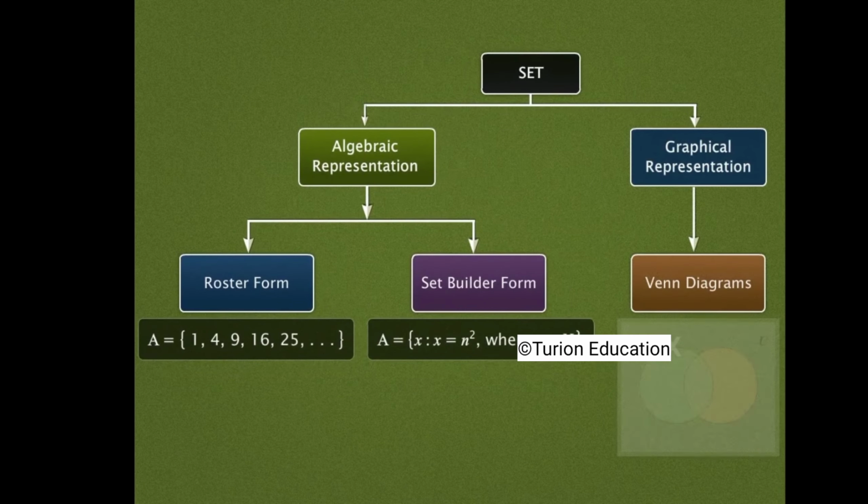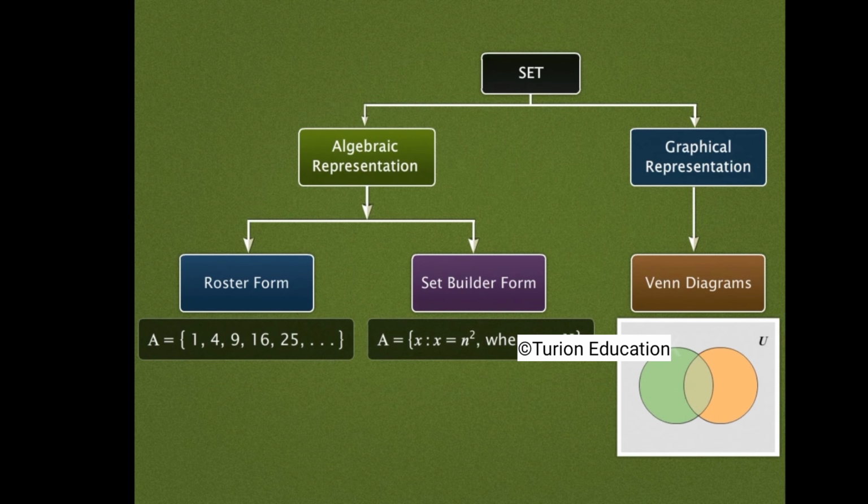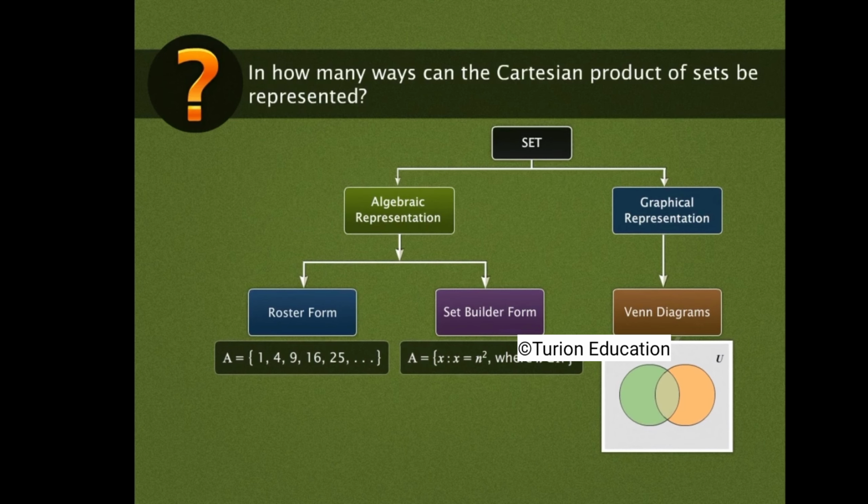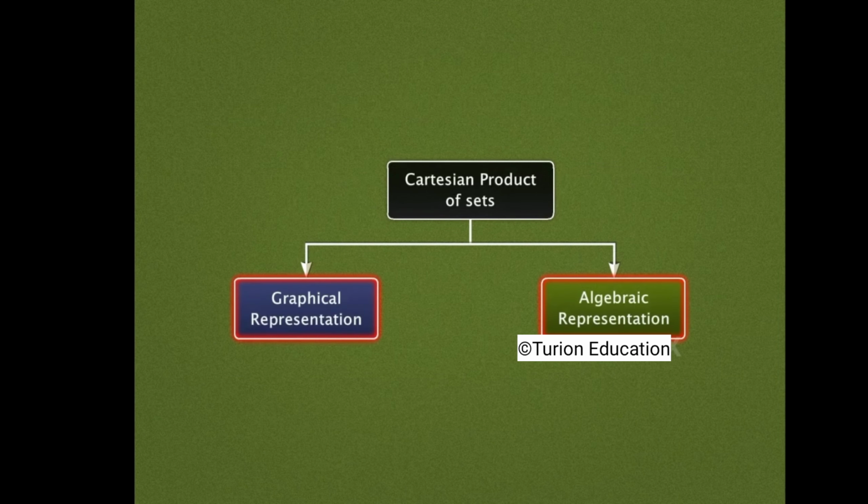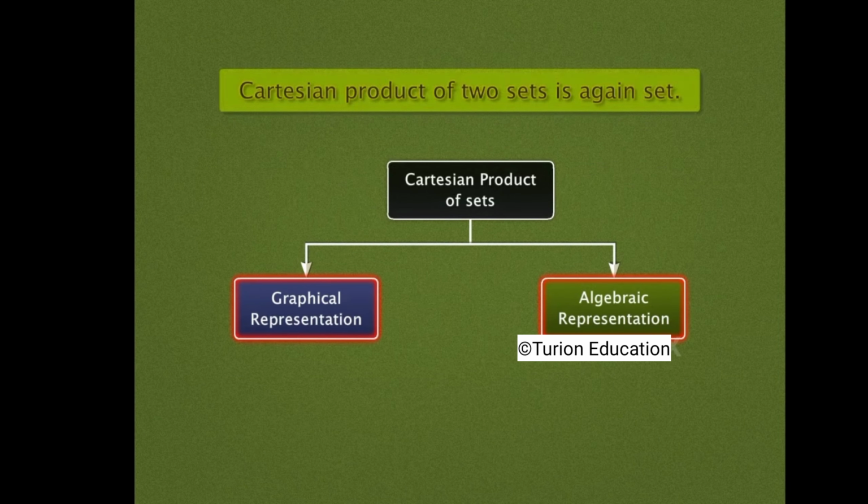We have seen that sets can also be represented graphically using Venn diagrams. So out of these ways, in how many ways can you represent the Cartesian product of sets, which is a set again? Well, both algebraic and graphical modes are applicable to the Cartesian product of sets as well. Let's explore the various ways of representing the Cartesian product of sets here.